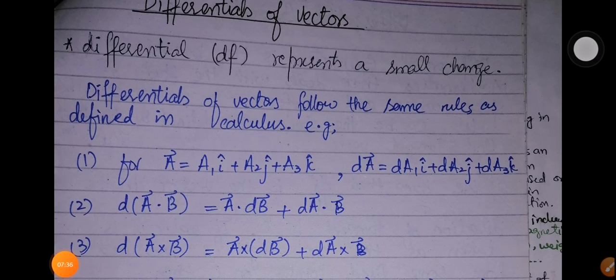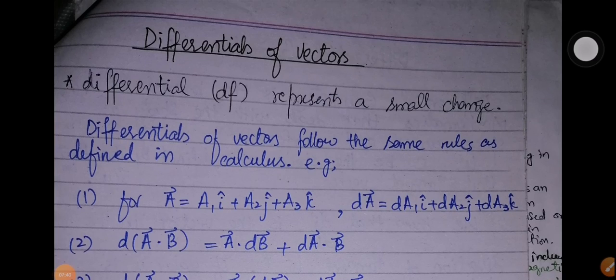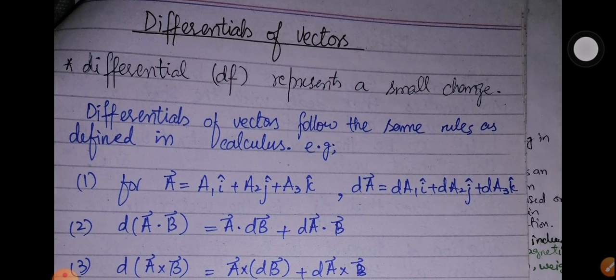Before solving the questions or before applying the concept, we have one more definition over here: differentials of vectors. So we also know that a differential is simply df, it represents a small change. There is a basic difference between the derivative and differential: when we talk about the derivative, it means we are talking about the change in the function with respect to some variable, but when we talk about the differential, it means we are just talking about the small change in the function, not with respect to some variable.